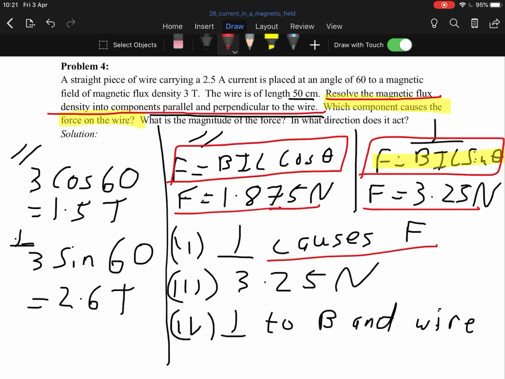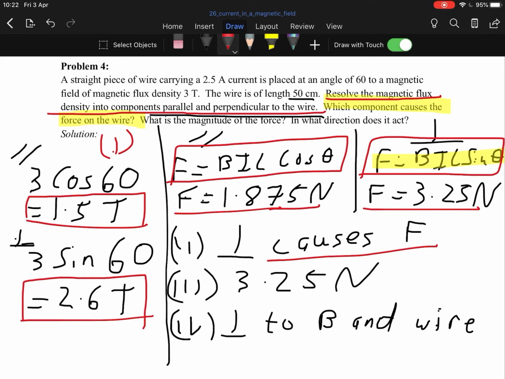All right, so when I did this out, ironically, I had the right answers for the wrong part. So 1.5 is actually the magnetic flux density, and 2.6 is the flux density of the perpendicular. Okay, so that's part 1 answered over here. So when I answered it earlier, I made a mistake. I don't know how I managed to do it, but I accidentally just did 3 sine 60, 3 cos 60, and got the actual magnetic flux density by mistake and put it down as a force.